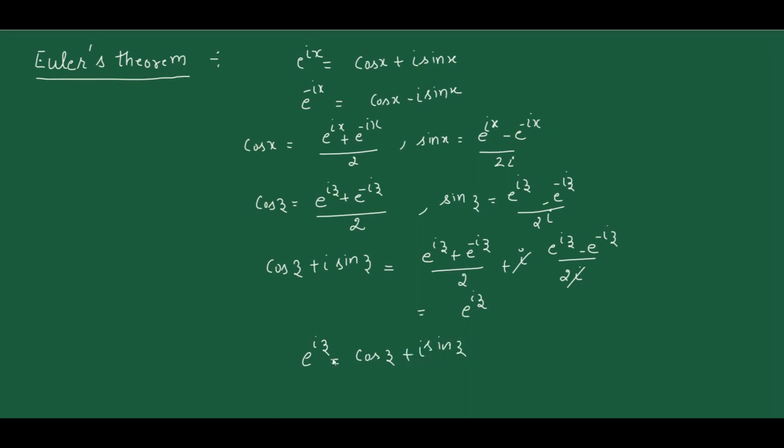So this is the Euler theorem when z is a complex number, and this is Euler theorem when x is a real number. So it means if we replace a real number by a complex number, then Euler theorem still holds for a complex quantity.